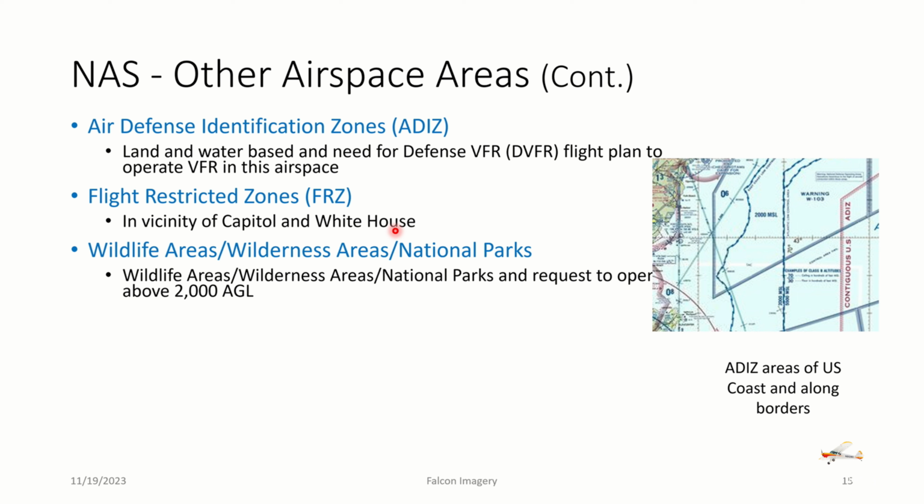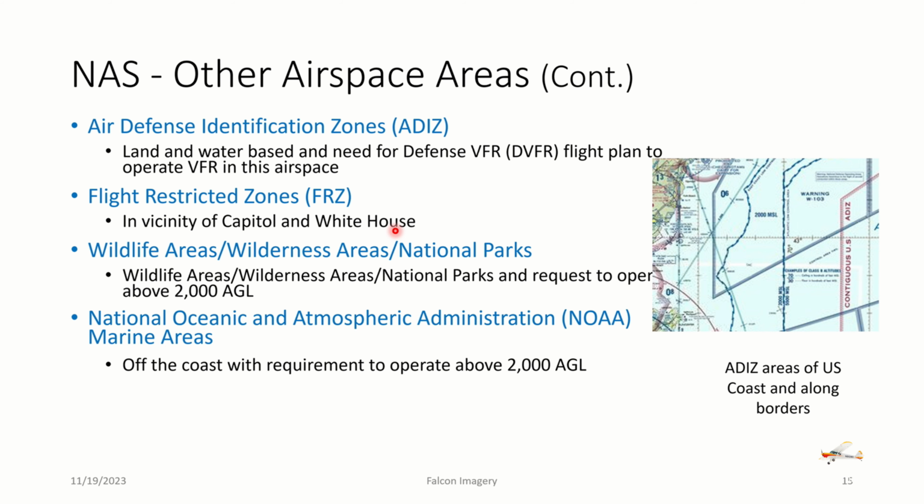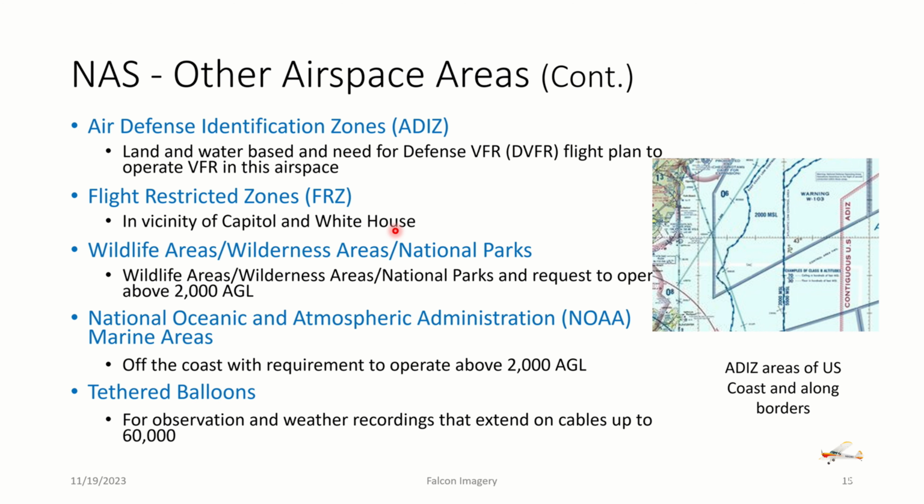A couple other key ones here: wildlife areas, wilderness areas, and national parks. You're requested as a pilot not to fly below 2,000 feet AGL when going over these areas, for protecting the wildlife and fauna in that area, not to spook it. Similarly, with the NOAA marine areas off the coast, there's a requirement to operate above 2,000 feet AGL.